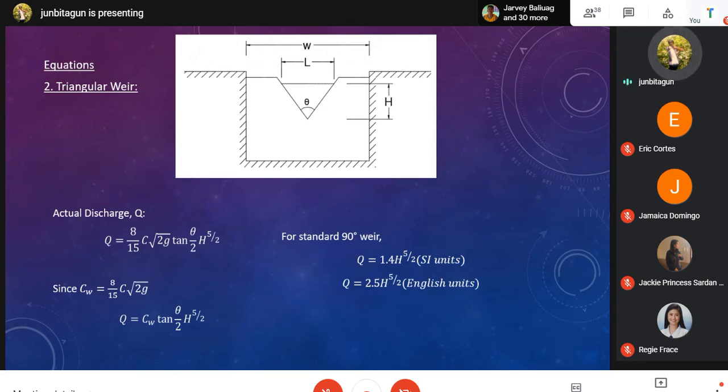So, ang standard equation natin para sa 90-degree na weir, so pag sinabing 90 degrees to guys, pwede nyo nang gamitin to. 1.4 H raised to 5/2 para sa metric unit, 2.5 H raised to 5/2 para sa English unit. Pero pag hindi 90 degrees yan, kailangan tong formula na to.